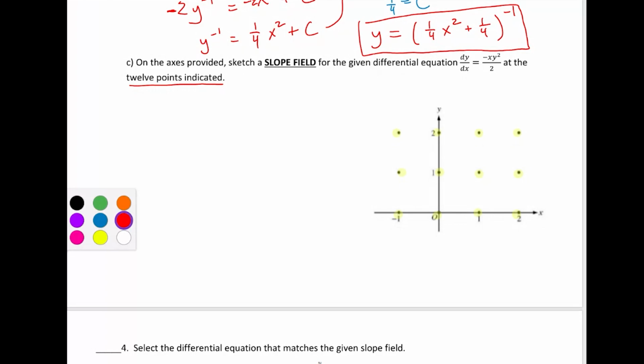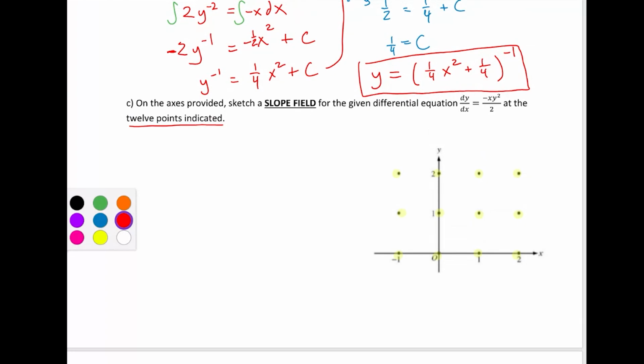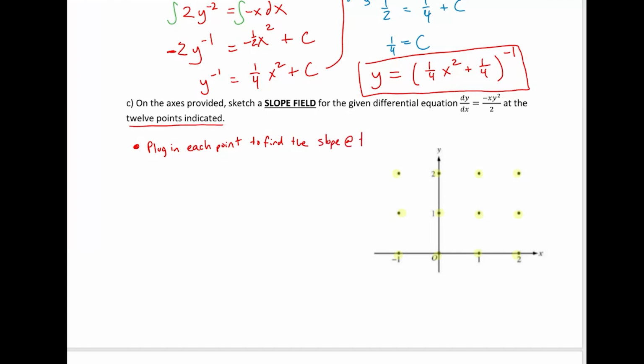Anyway, let's see what this would actually look like. Maybe it might be worth comparing what we're going to show here with what the graphs actually look like on, say, Desmos. So let's plot this out. Basically, what we have to do here is find all the slopes at these 12 points. Let's write out exactly what we're going to do: we're going to plug in each point to find the slope at that point.